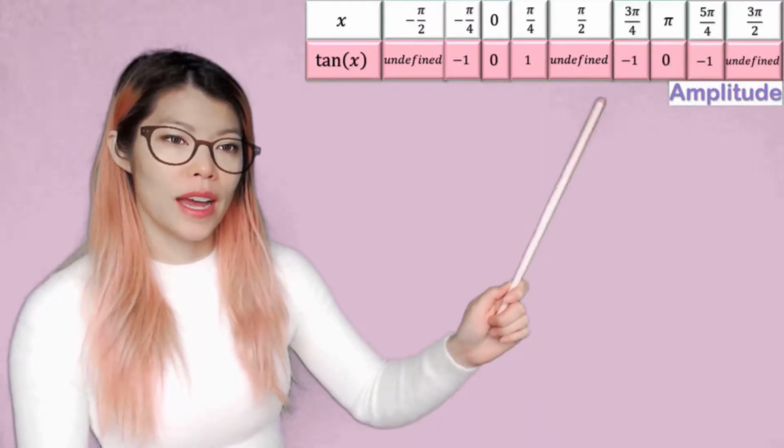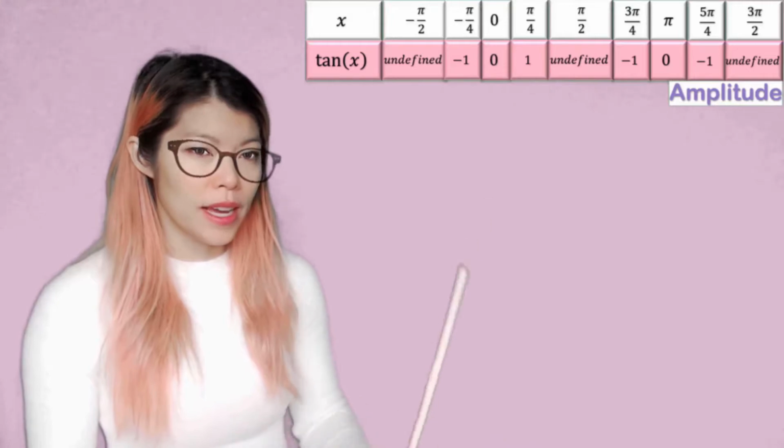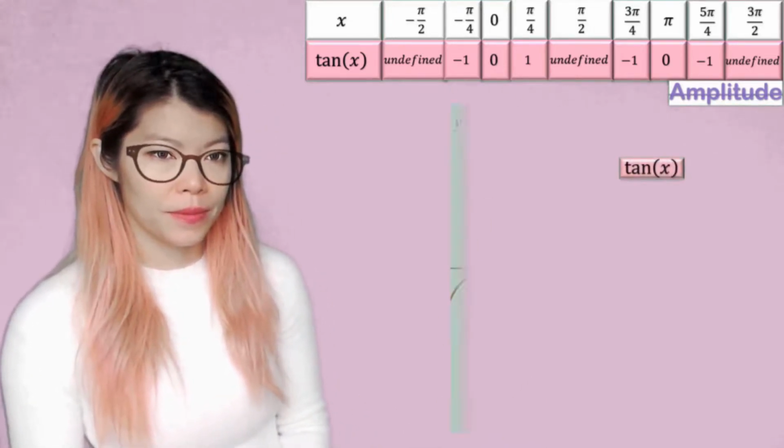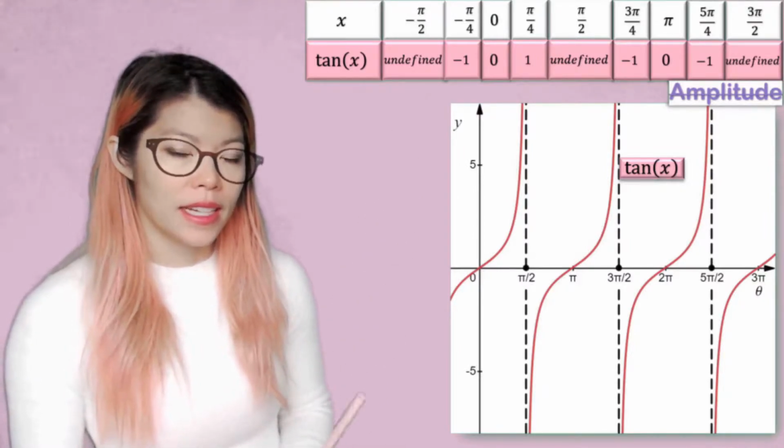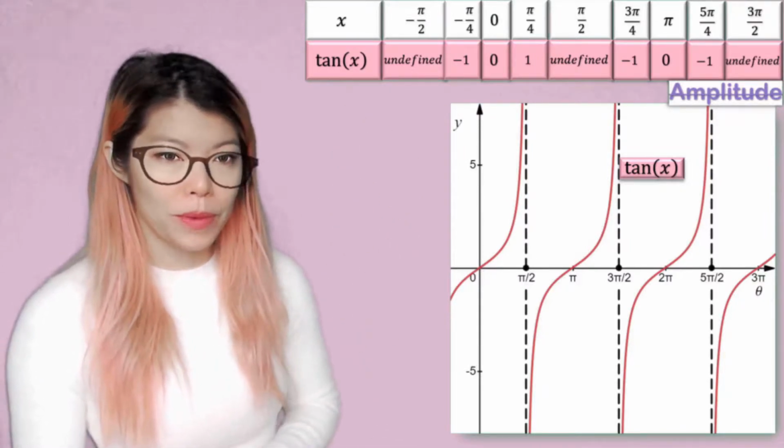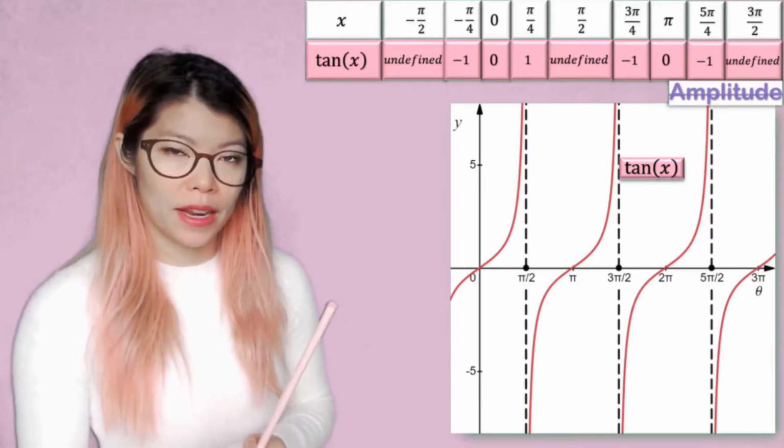Now we're going to look at whether it has an amplitude. Now tan looks like this. So it keeps going, and unlike cos and sine, it does not have a maximum or minimum, so we don't describe that as having an amplitude.